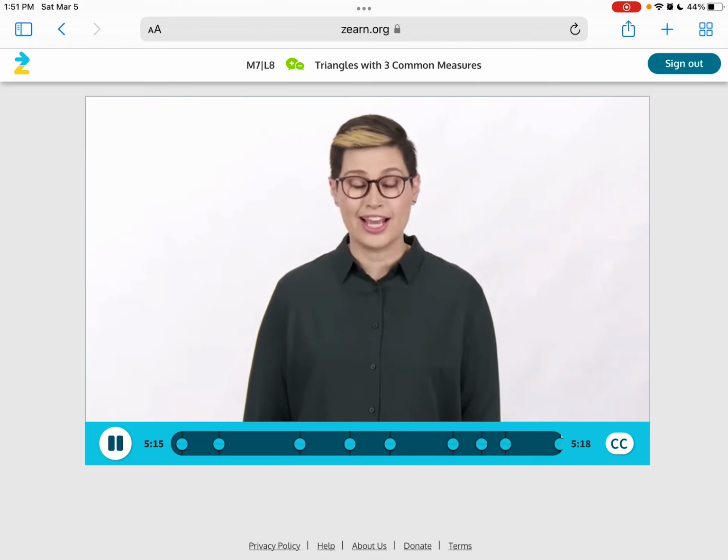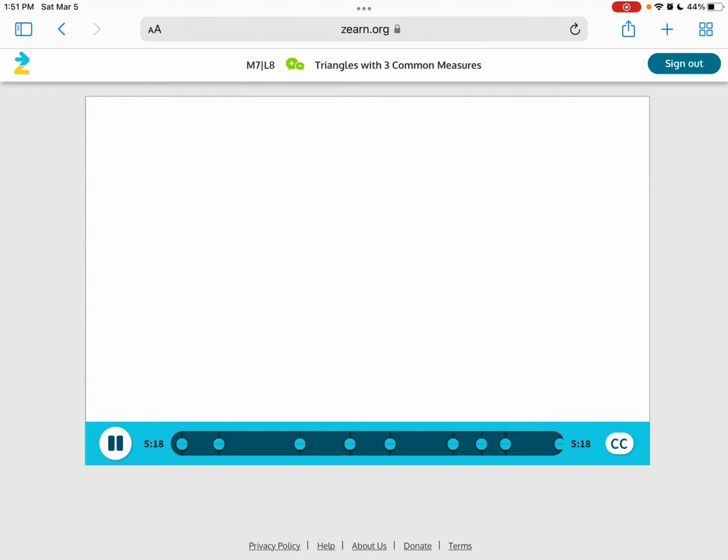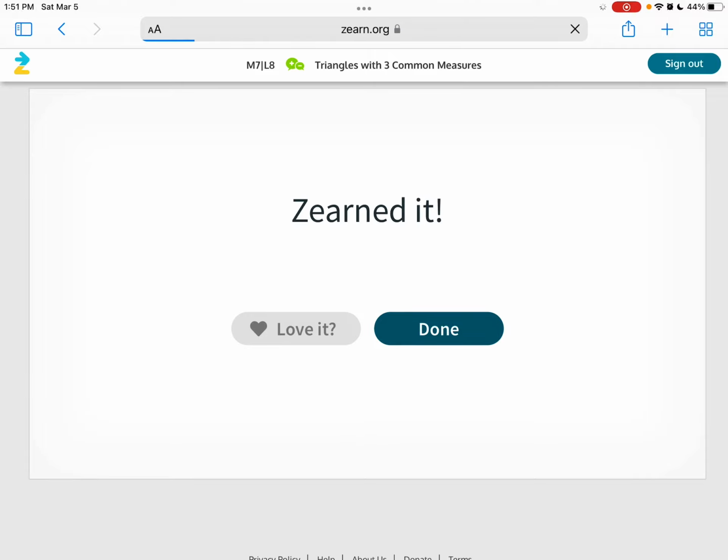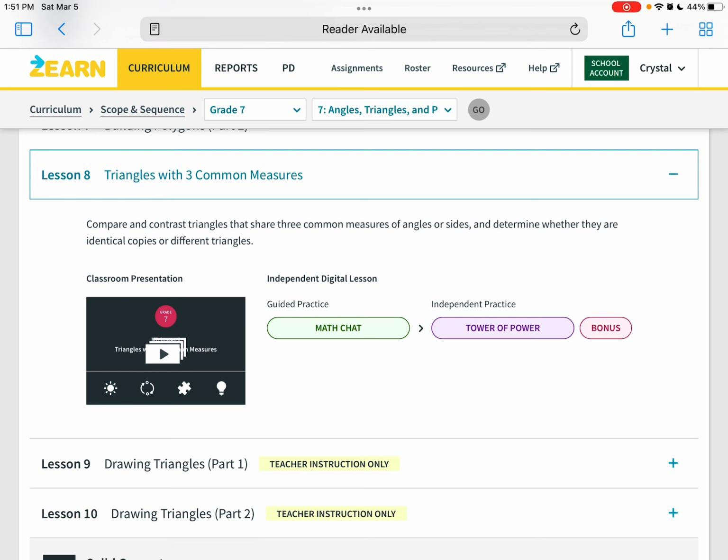That's pretty much all you need from there. And then we're going to keep it going in the Tower of Power. Okay, Tower of Power.